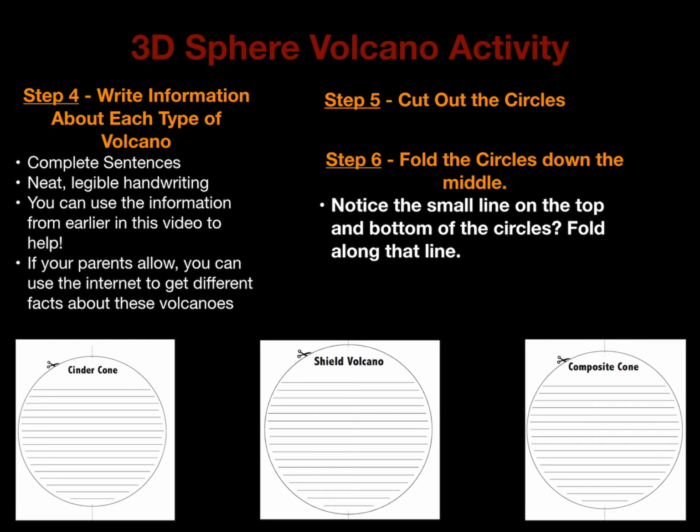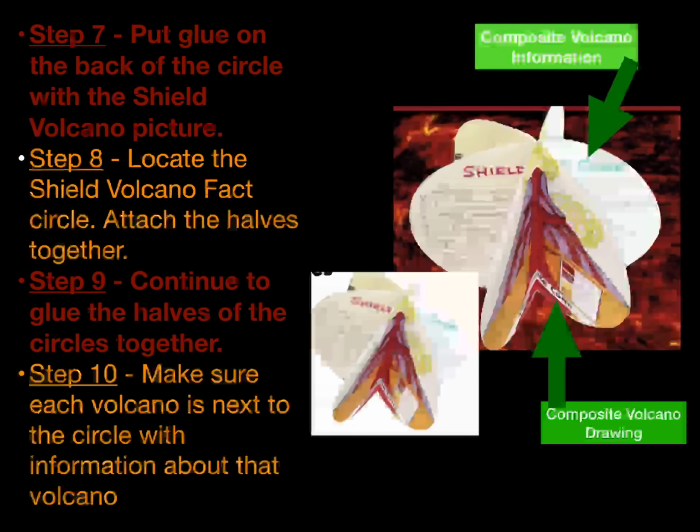Step 5 and step 6 are just like you did with the other ones with the drawing. You're going to cut out the circles, and then you're going to fold the circles right down the middle, just like you did last time. Here are some examples of some finished products.